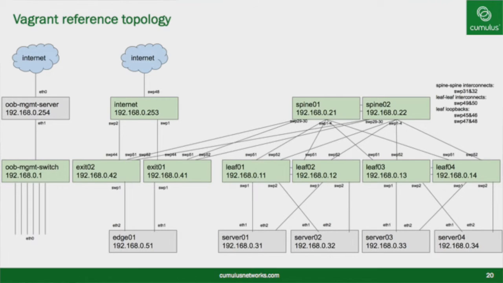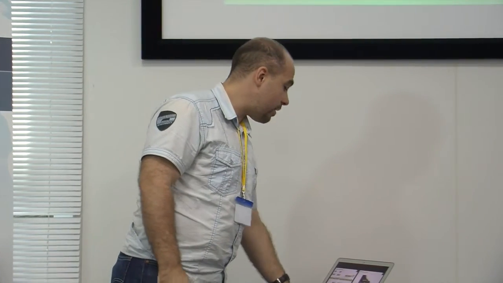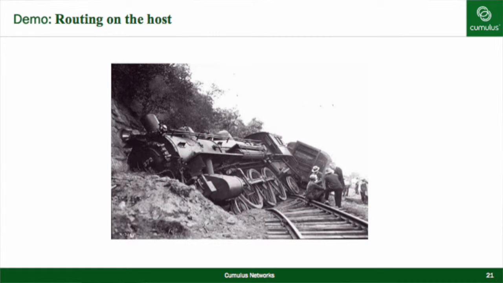Now, what you can download from our website is also a full topology. You can just download the Vagrant file, and you can spin up the entire topology, and then you can roll out any configuration that you like. It can be a classical MLAG, but also routing on the host like I'm going to show you. But also, as always with live demonstrations, it's a question if it's going to work or not.